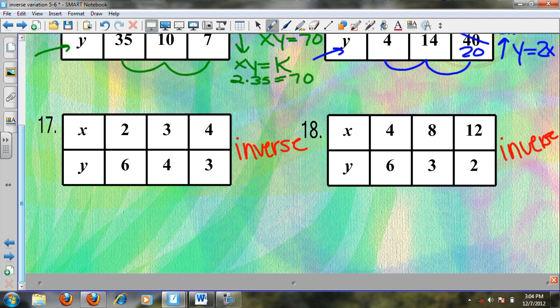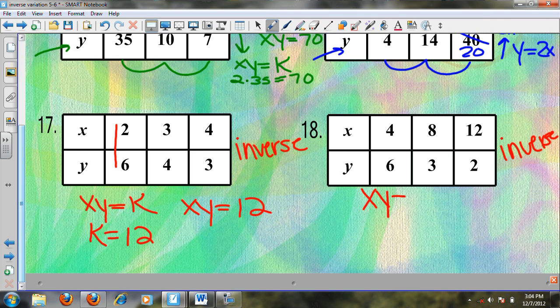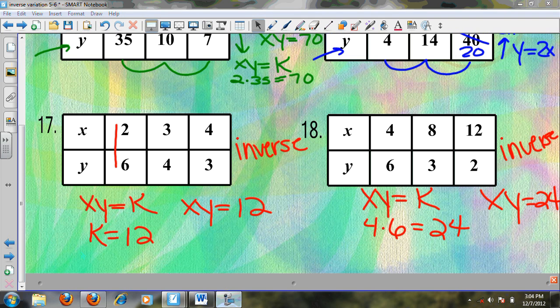So let's look at the formula. If it's inverse, xy equals k. 2 times 6 is 12, so k equals 12, so xy equals 12. 4 times 6 equals 24, so k is 24, so xy equals 24. It's all about the formula. Be sure you know the formulas for direct and inverse variations.